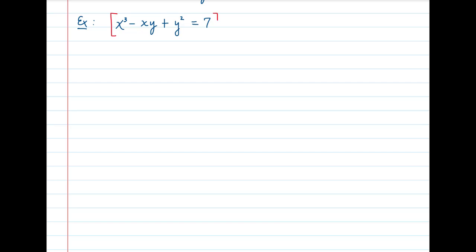And we're going to do the same thing, follow our same guidelines. We'll take the whole equation, take the derivative with respect of x, so the whole thing. And we're going to do it term by term here. Derivative of x cubed minus the derivative of x times y plus the derivative of y squared, all of that equal to the derivative of 7.